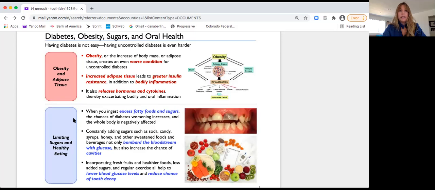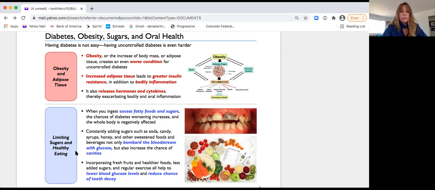Limiting sugars and healthy eating. When you ingest excess fatty foods and sugars, the chances of diabetes worsening increases, and the whole body is negatively affected. When you constantly add sugars such as soda, candy, syrups, honey, and other sweetened foods and beverages, it not only bombards the bloodstream with glucose, but also increases the chance of cavities, as you can see. Eating a lot of sugar creates acids, it just sits on the teeth and eats away at the enamel, and then down through the dentin to the pulp, and it is a mess.